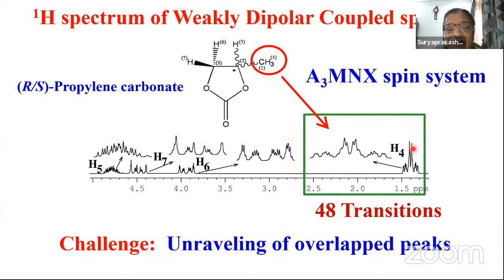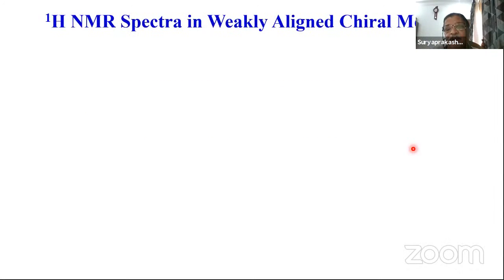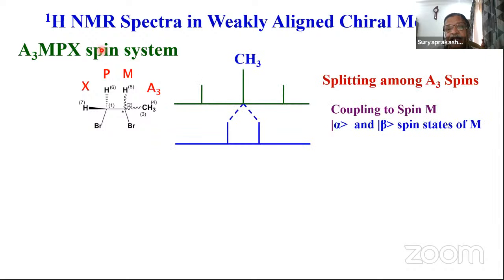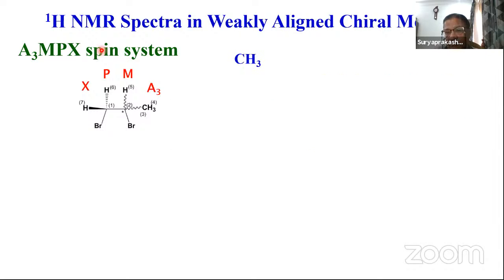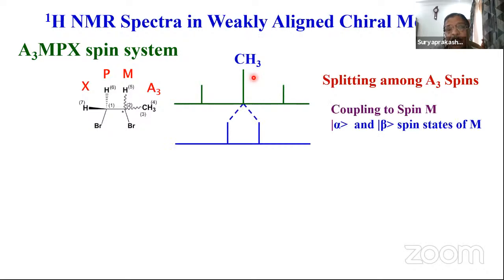First, to understand that, we should understand spin physics. Let us see why it is so complex. What makes it 48 peaks? Look at the CH3 peak here. In NMR jargon, we call it an A3MPX spin system. CH3 should be a single peak in the isotropic medium. Whereas, if I put it in an aligning medium, it is going to be a triplet because there is a dipolar coupling between protons.